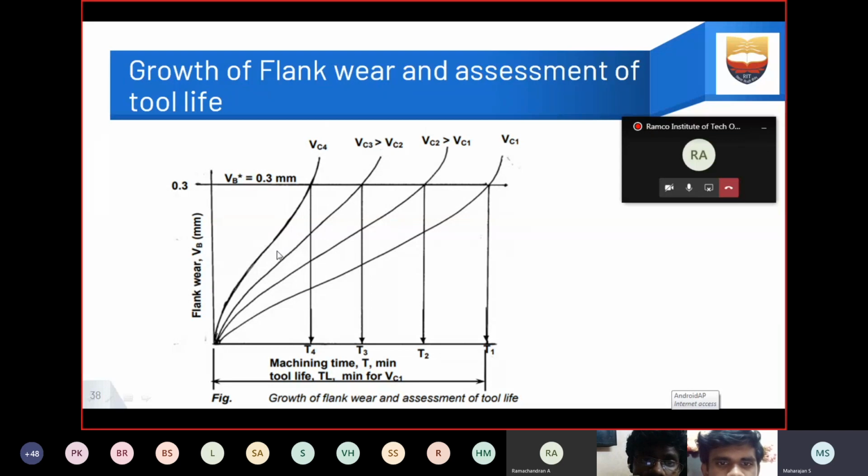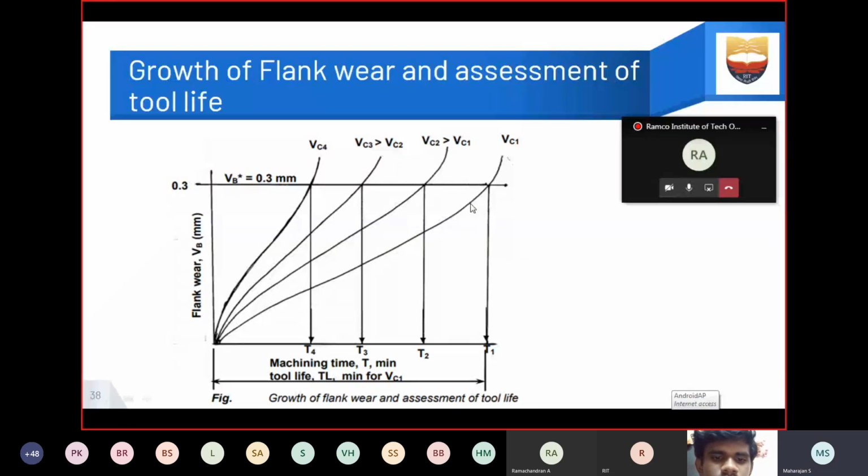So the slope, dy by dx, will be very high in the curve. If you see this curve, the flank wear rate is very low at low cutting velocity, so the slope is lower. If you increase the cutting velocity, automatically the flank wear increases and the tool life will be minimal. That is what the graph is telling.